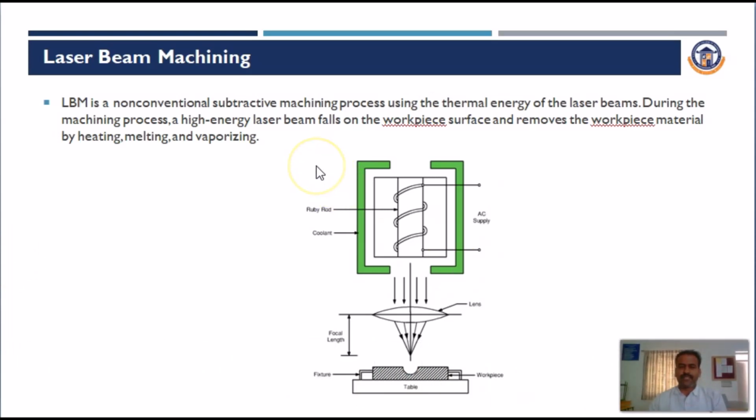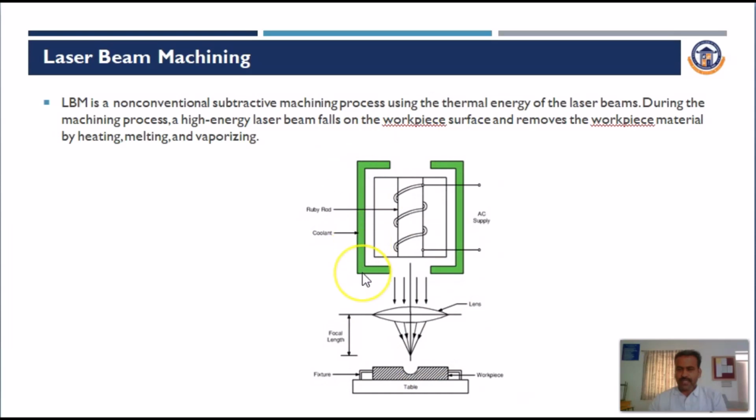The principle of the laser beam machining process: it is one of the non-conventional subtractive machining processes using the thermal energy of the laser beam. The thermal energy is converted into mechanical energy to remove the material from the workpiece. That is called the laser beam machining process. During machining, a high energy laser beam falls on the workpiece surface and removes the material by heating, melting and vaporizing.